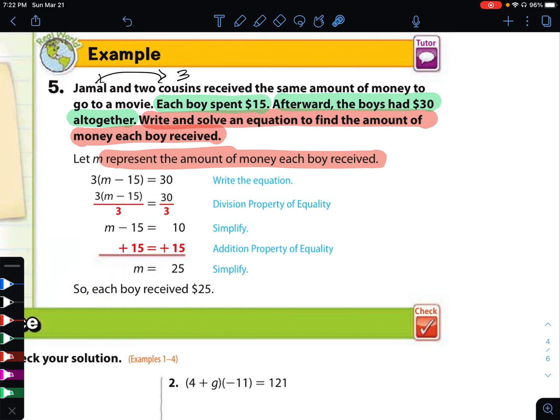Now, if you want to check if this is correct or not, each boy had $25 at the beginning. They spent $15 each. So that means 25 minus 15 is 10. So if you add their money all together, 10 plus 10 plus 10 will give you 30. So it makes sense.